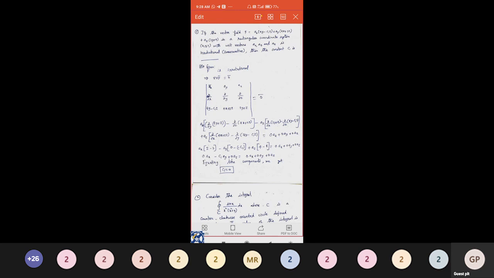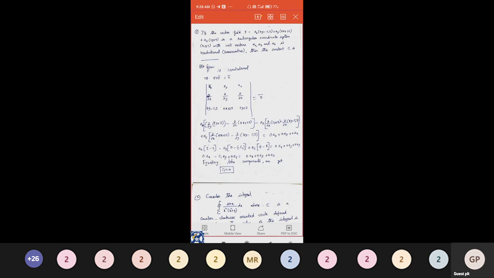So let us use the condition given for the vector F. What is the condition given about vector F? F vector is irrotational. So when do you say F vector is irrotational? When del cross F vector is equal to 0 vector. So let us use the condition and find the value of the unknown constant c1.